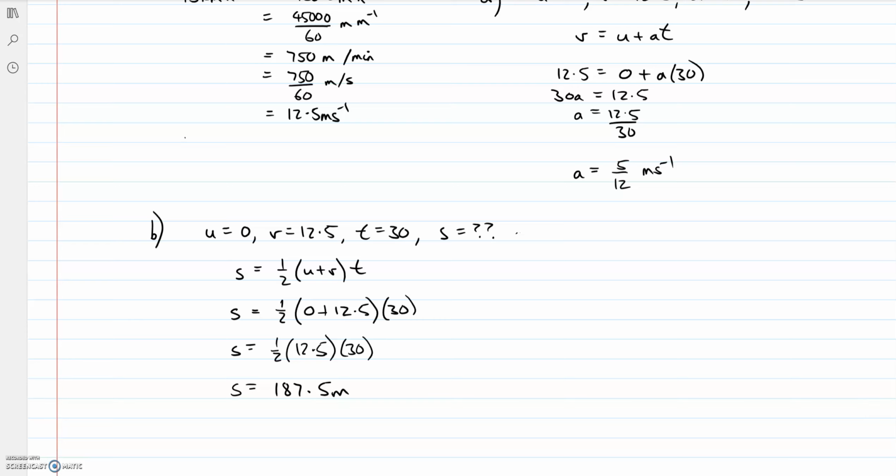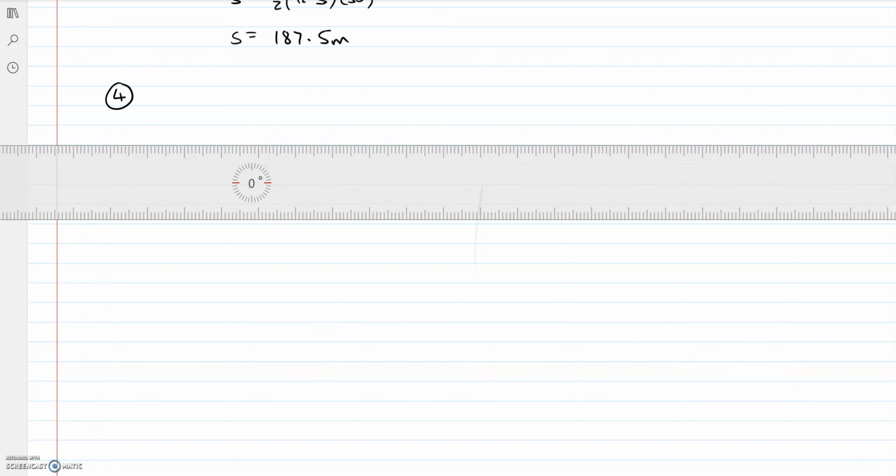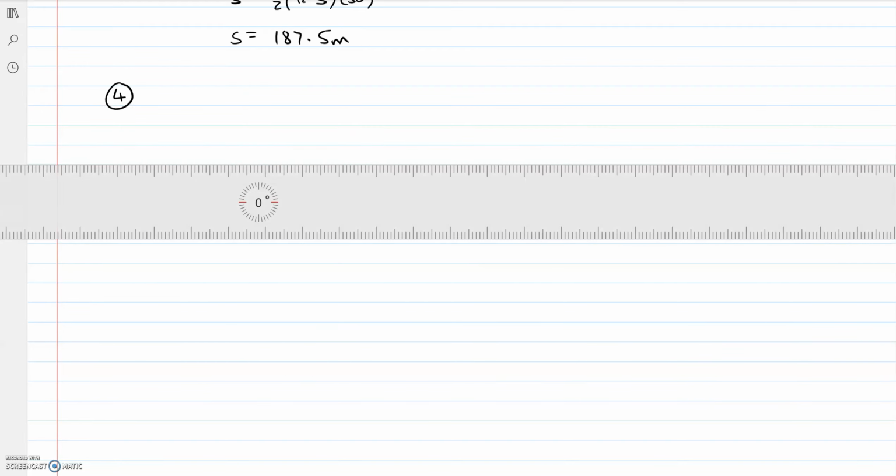That's question 3. And question 4. So only one part to this. A particle is moving along a straight line from A to B. So we need a diagram again. With constant acceleration 5 meters per second squared. The velocity of the particle at A is 3 meters per second in the direction A to B. The velocity of the particle at B is 18 meters per second in the same direction. Find the distance from A to B.